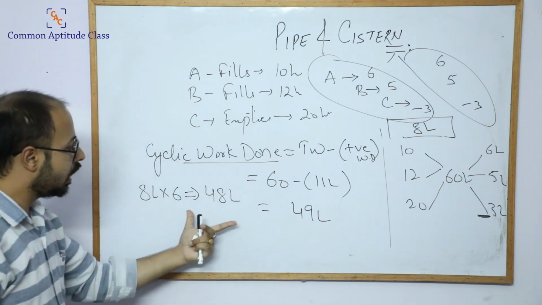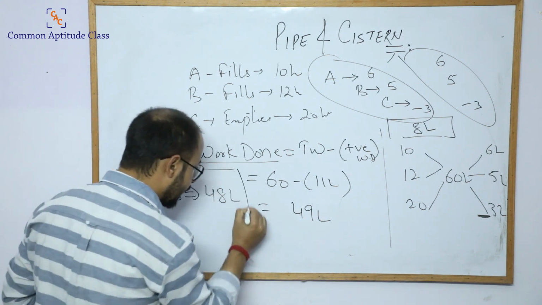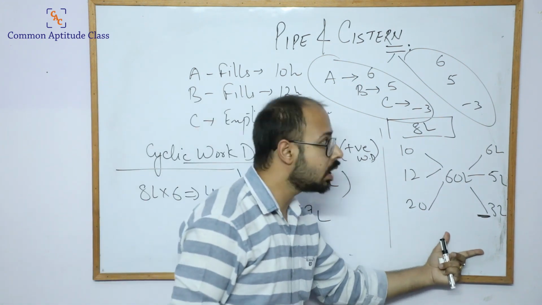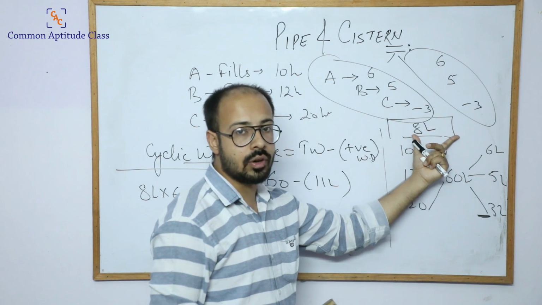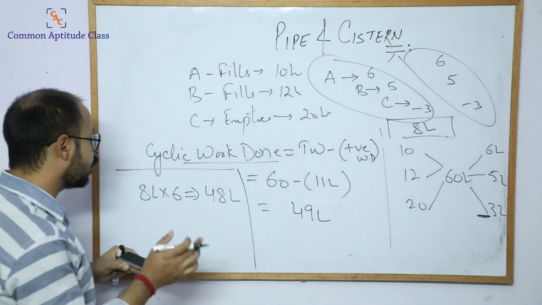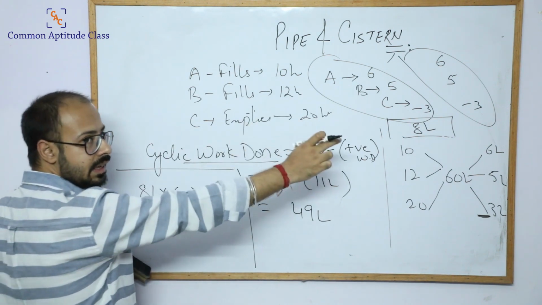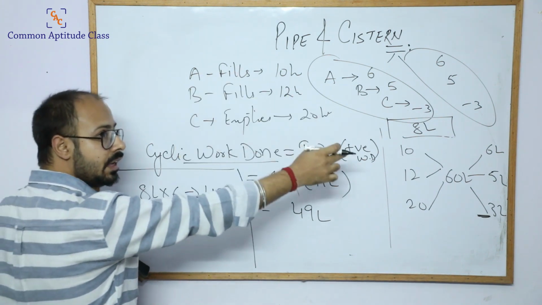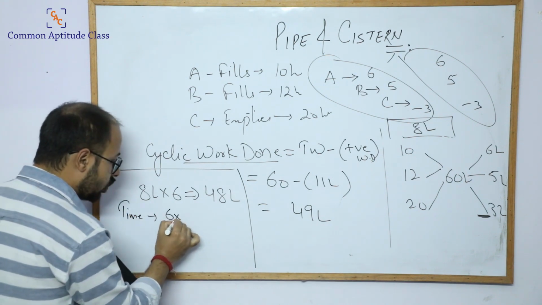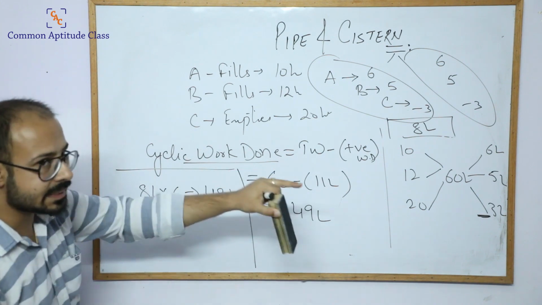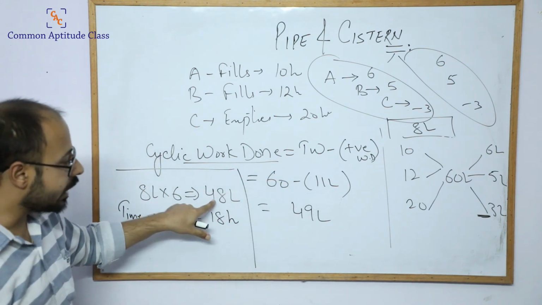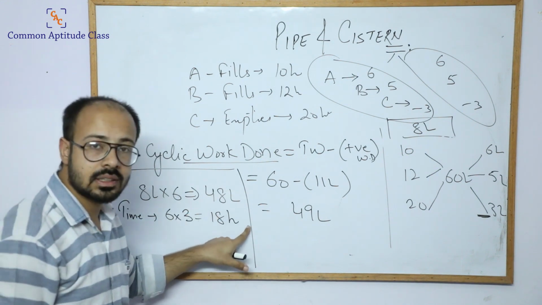Till now this process is done, which I have written here. This is the cyclic quantity. This is the LCM and this is the cycle value. 8 liters is filled at the end of 3 hours, and I took 6 sets of 3 hours. What is the time? 6 into 3. 6 sets of 3 hours is equal to 18 hours. So to fill 48 liters, 18 hours are done.